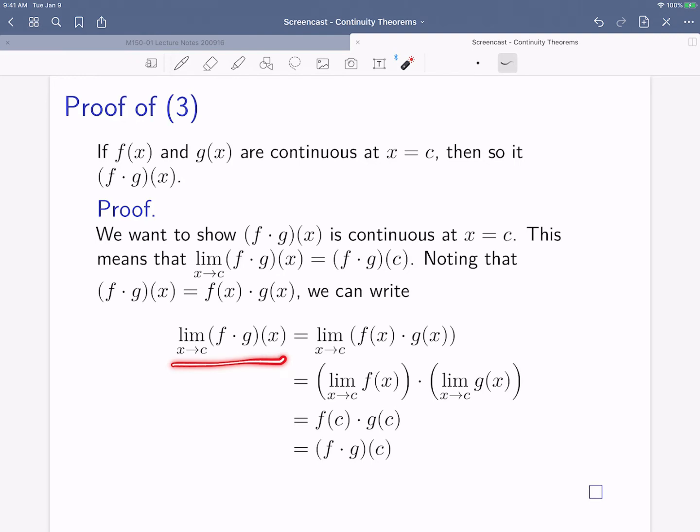When we calculate this limit, we want to show that this limit equals that value. So we'll start off on the left-hand side, and then we'll use the pointwise definition of the product function, and then we use the limit laws. The limit of a product is the product of the limits. If these two limits exist, you can write this single limit as the product of those two limits.